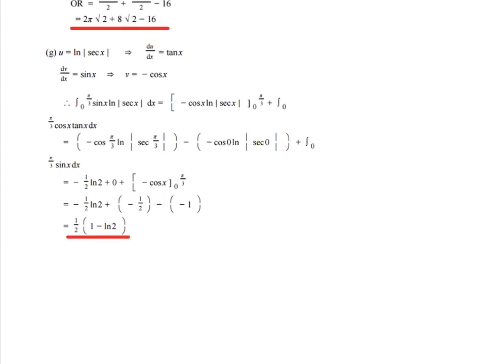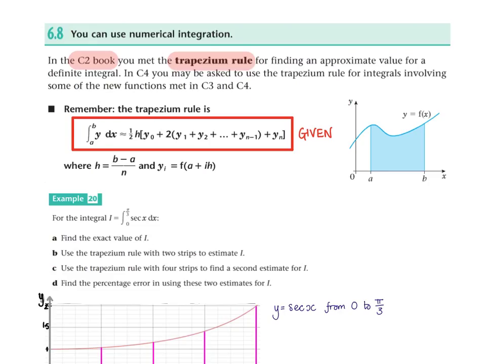Right, the next part is we're actually going to revisit what we did in C2, so it's the Trapezium Rule. If you look in the C2 section, you will find this formula in your formula booklet. It's called the Trapezium Rule because we add strips of trapezia together to give you an area. It's an approximate value for a definite integral.